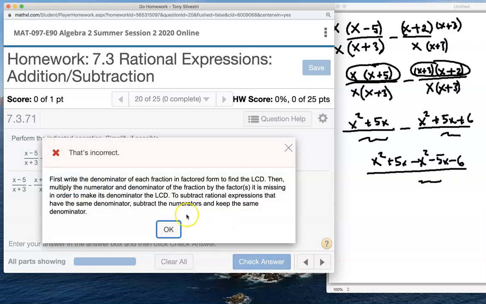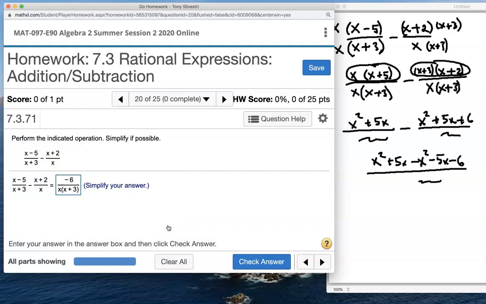Check your answer. Whoa! What did I do wrong? What did I do wrong here? I can't believe I did something wrong here. Let's see what I did wrong. Math is not forgiving. It's not forgiving at all.